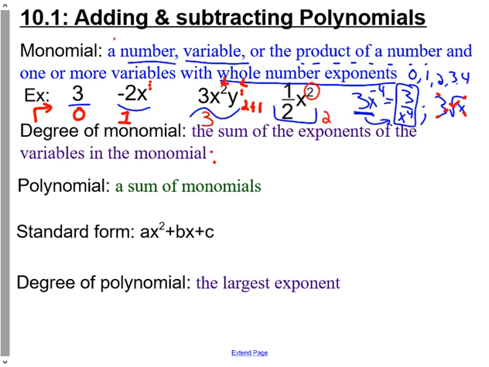So what is a polynomial? Typically, it's a sum of monomials, so we have more than one monomial. The standard form that we're going to be looking at for quadratics is ax squared plus bx plus c. Notice the degrees go down. This is degree 2, then we've got x to the 1, and then we've got no x. So standard form is to have the terms from greatest to least in terms of degree.